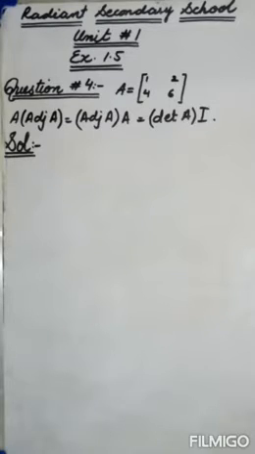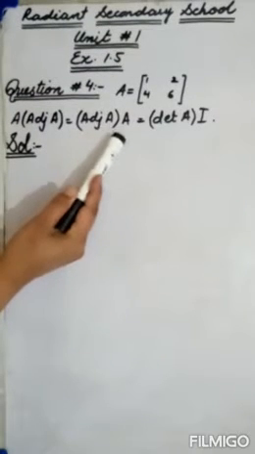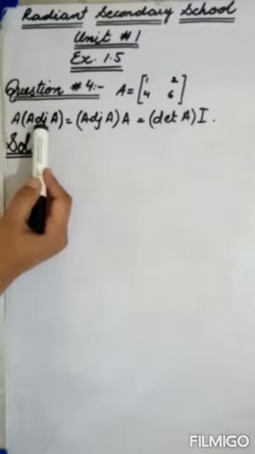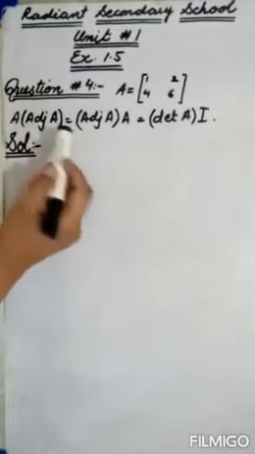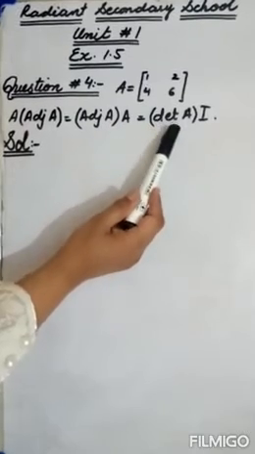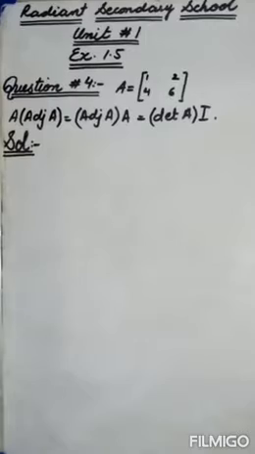Students, today we are going to start from question number 4 of exercise number 1.5. In this question, you are given a matrix A and entries are 1, 2, 4 and 6. We have to prove that A into adjoint of A is equal to adjoint of A into A. Means we have to take adjoint of A first and multiply it with A from both sides, left and right, and then prove that it is equal to determinant of A into I. I means identity matrix. Now we are going to prove it.